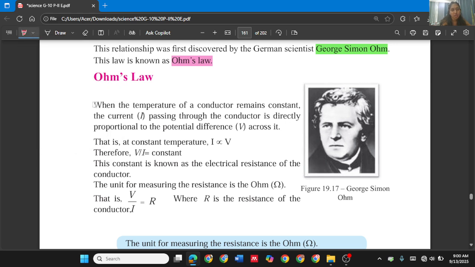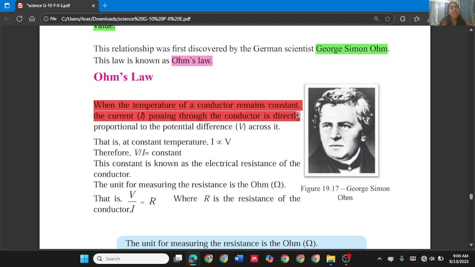Ohm's law: when the temperature of a conductor remains constant, the current passing through the conductor is directly proportional to the potential difference across it. That is, at constant temperature, you remember directly proportional, we learned it when we learned about the F equals ma equation. So I is directly proportional to V. Therefore, V over I is a constant. This constant is known as the electrical resistance of the conductor.